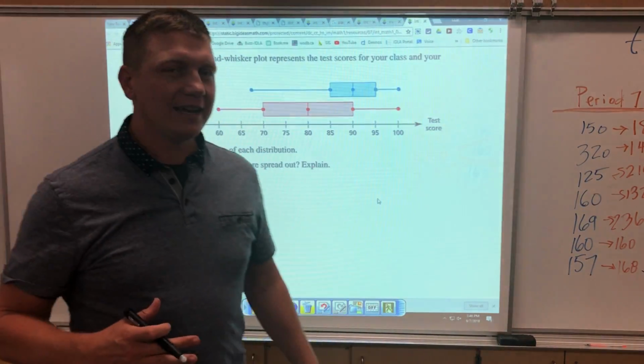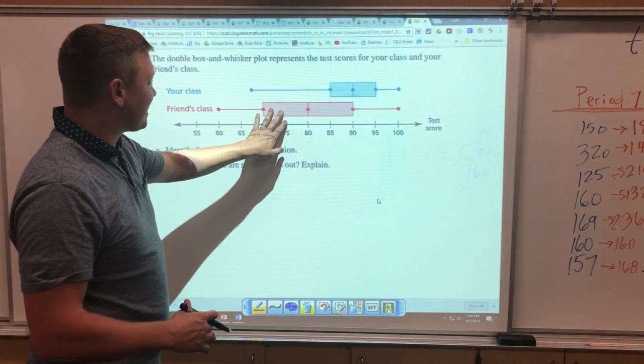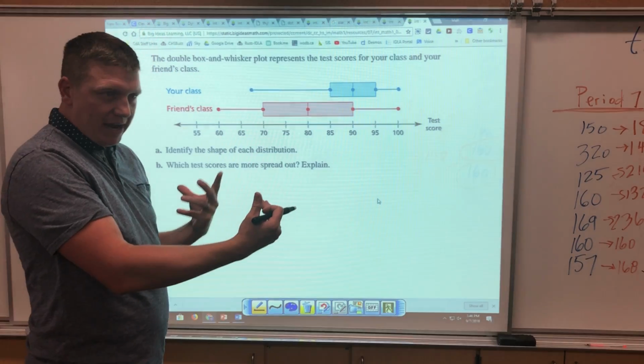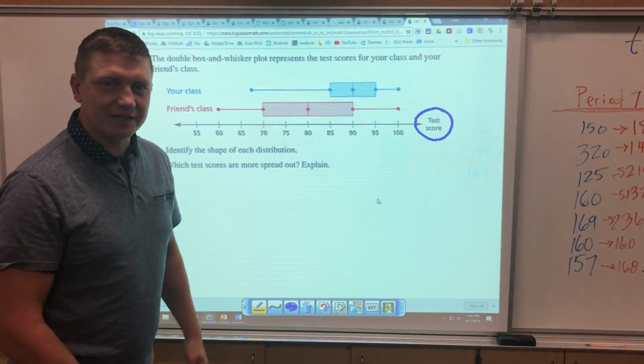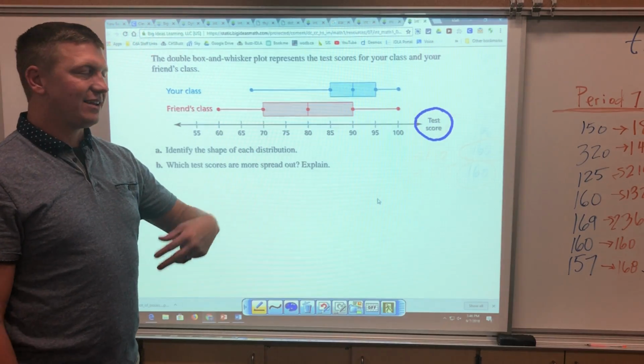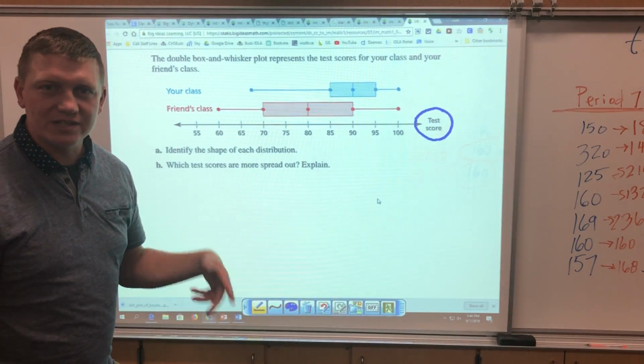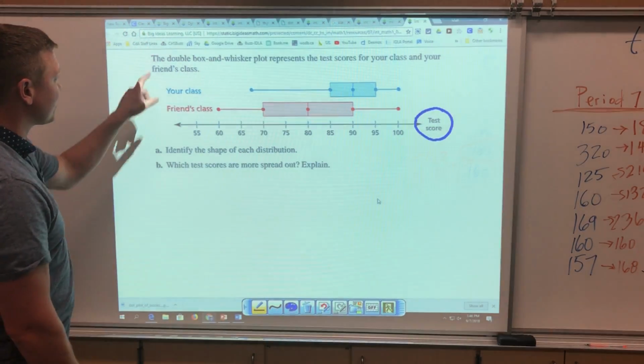So this should be exciting, to be able to take a look at this one versus this one, and we compare them. Looks like we're looking at test scores. That's what teachers often do: they look at data and analyze the data based on all the test scores that come back in the grade book, that kind of thing.